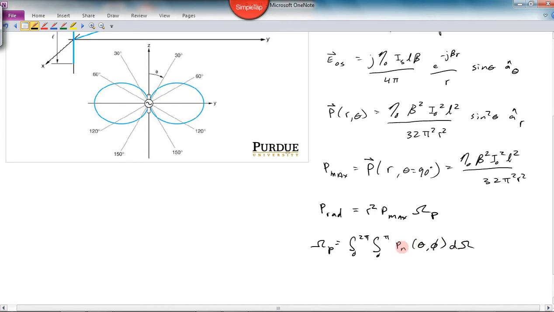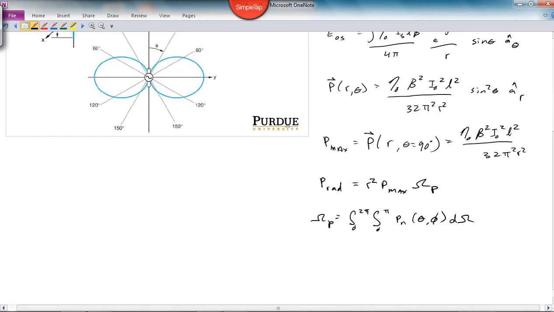And we haven't calculated normalized power for the Hertzian dipole. Normalized power is just equal to the radiation density divided by the maximum value of it. So it's this function here divided by this function here. You can see that would just leave a sine squared term there.